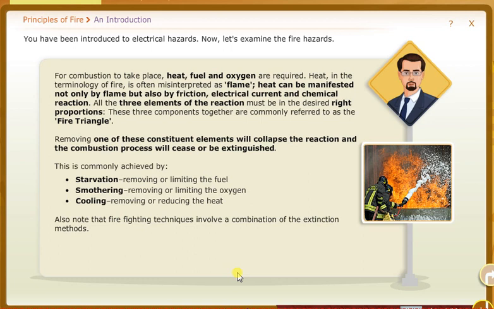This is commonly achieved by starvation, removing or limiting the fuel, smothering, removing or limiting the oxygen, cooling, removing or reducing the heat. Also note that firefighting techniques involve a combination of the extinction methods.